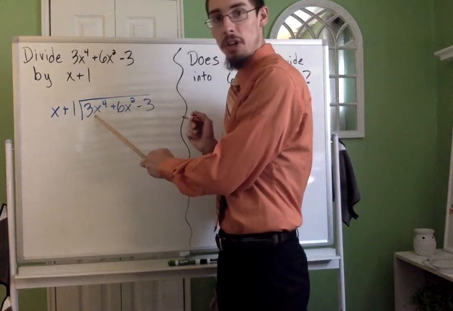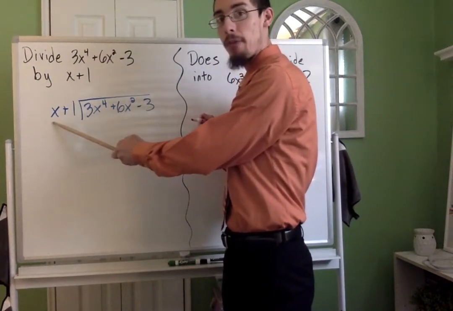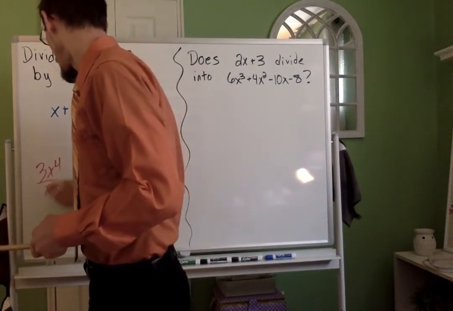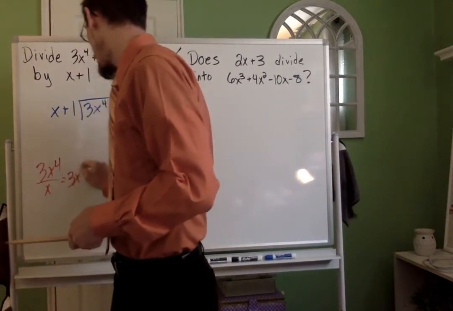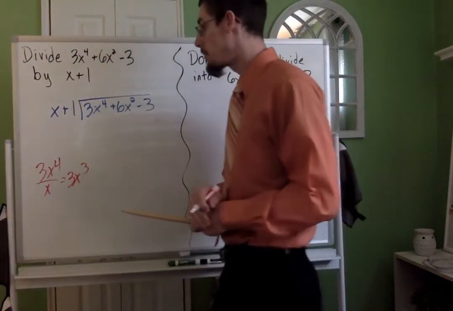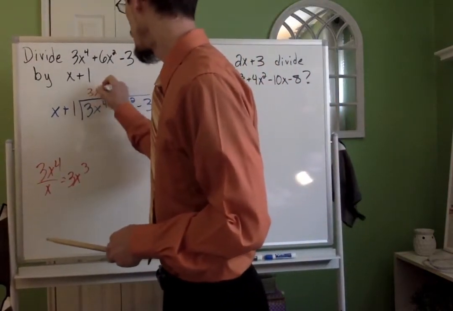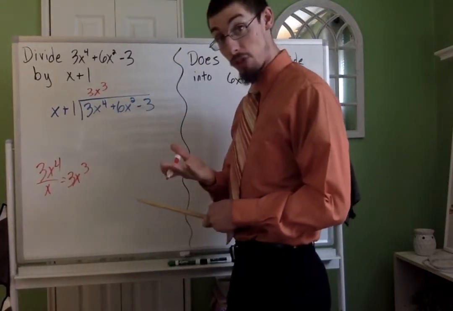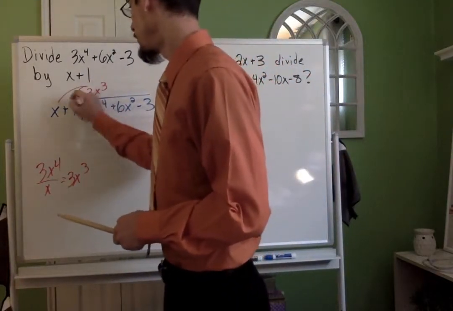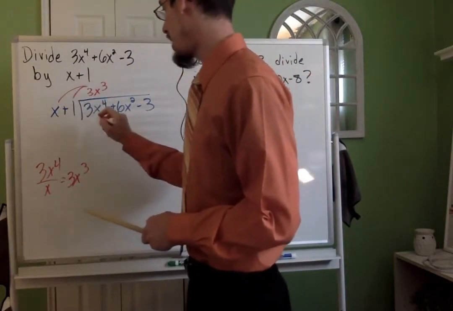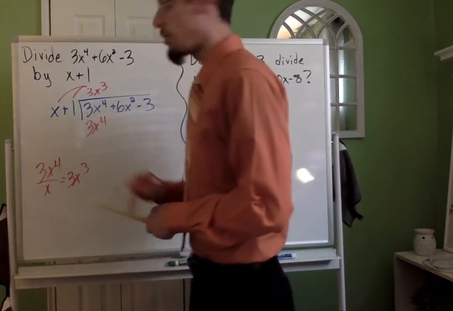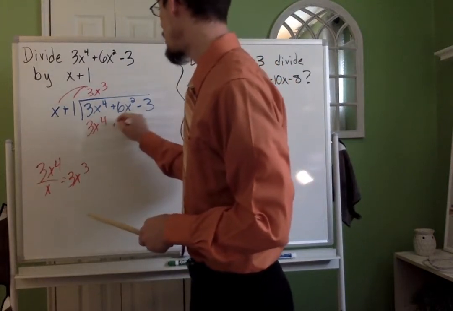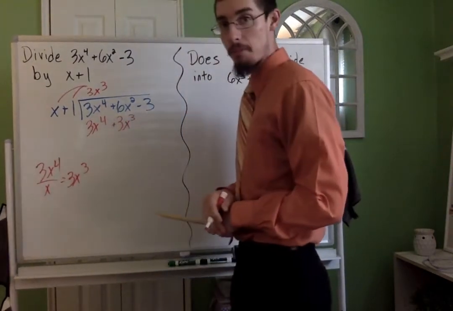So let's try to follow that same process and see if we hit any roadblocks. So we take the first term, 3x to the 4, divided by the first term, x. And that gives me 3x to the 3rd. So that's what I'll write up here. 3x to the 3rd. Then distribute that, right? So 3x to the 3rd times x is 3x to the 4th. And 3x to the 3rd times 1 is 3x to the 3rd.